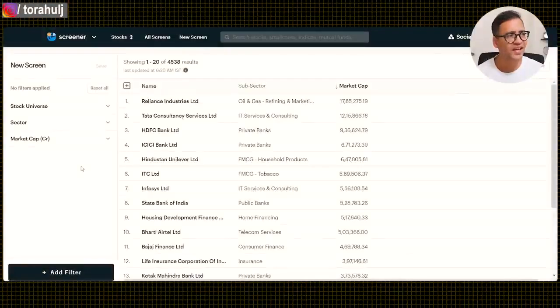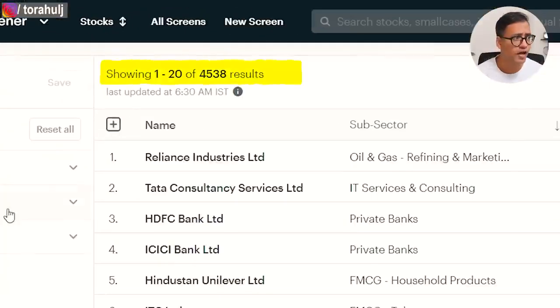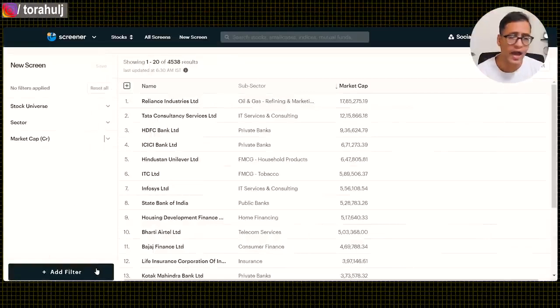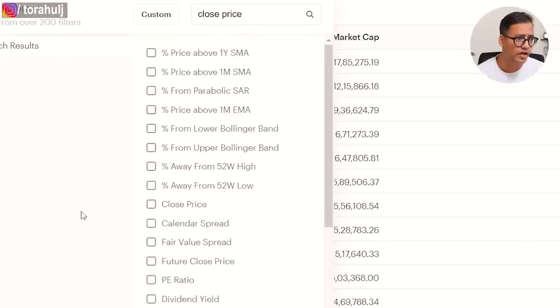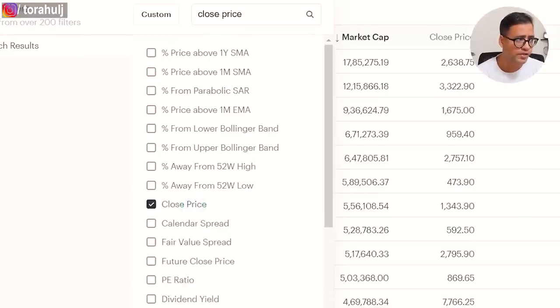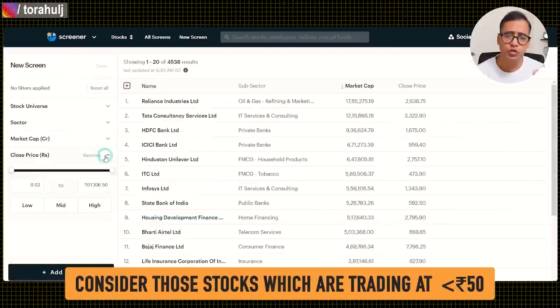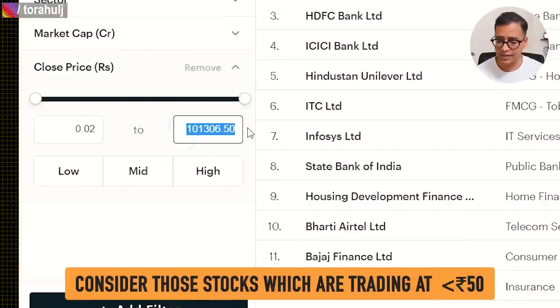What you see on my screen is a list of more than 4,500 stocks. Our job is to find low price, healthy, low risk penny stocks. So for that, the first thing we are going to do is add a filter called close price. Let us type close price and select it here. I'm going to only consider those stocks that are trading at a price less than 50 rupees.